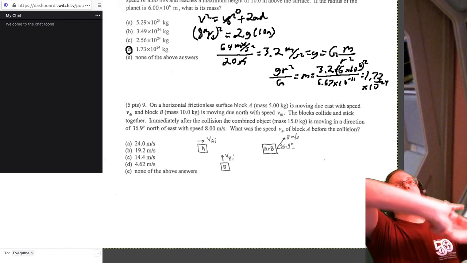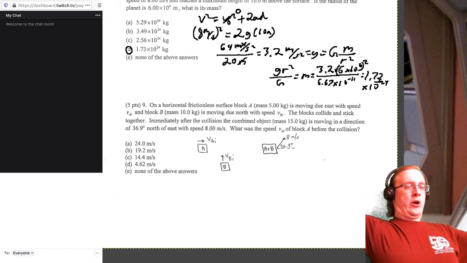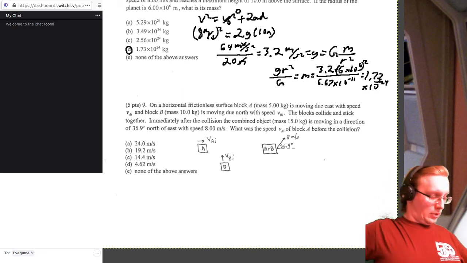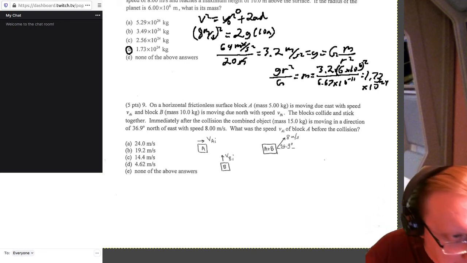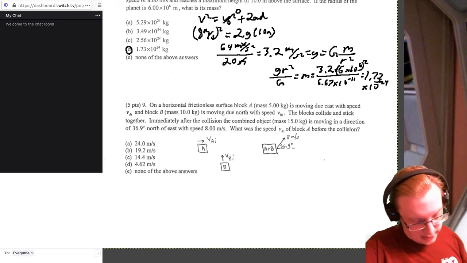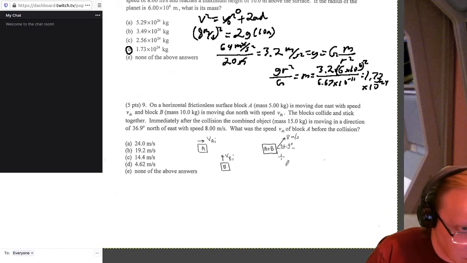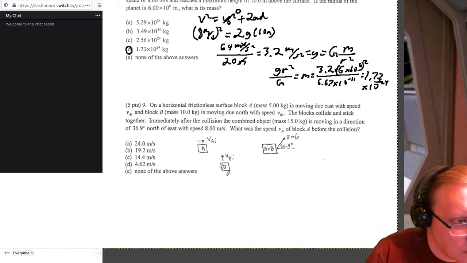We're not told the initial velocity of A. Alright. Well, we can examine this as a one-dimensional question here. We only need to know about our horizontal direction. We don't care about the vertical direction, so we need to actually get the horizontal component out of this.